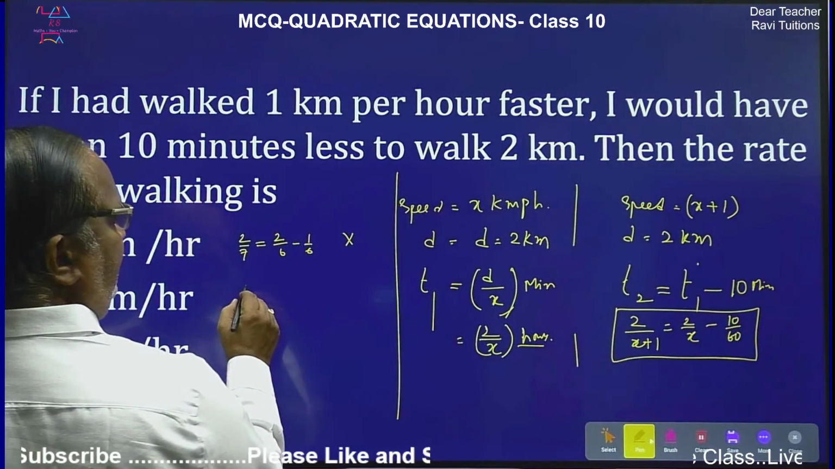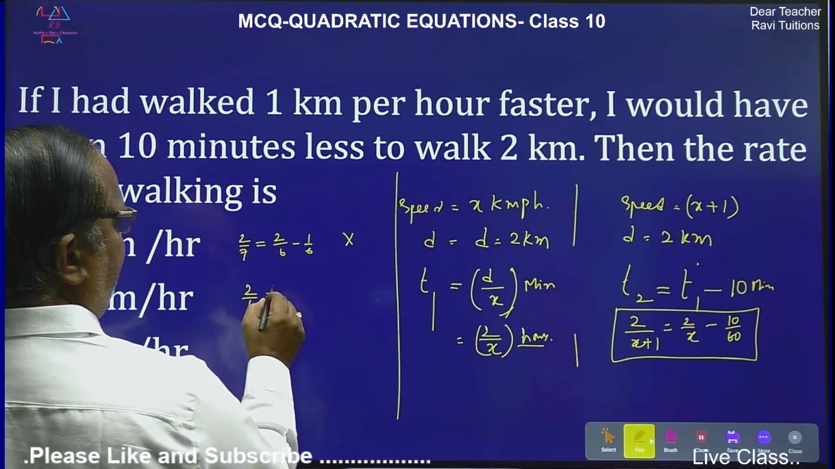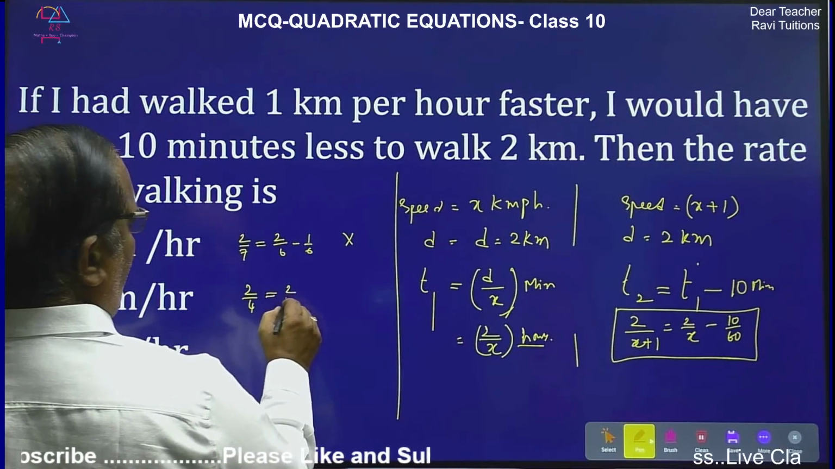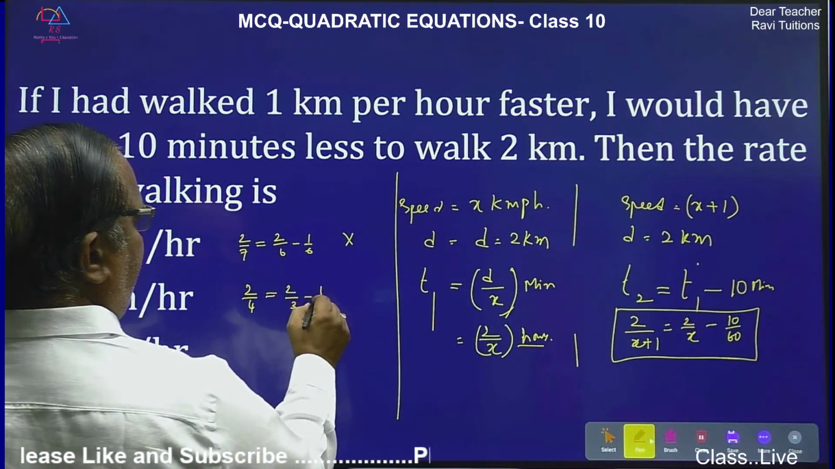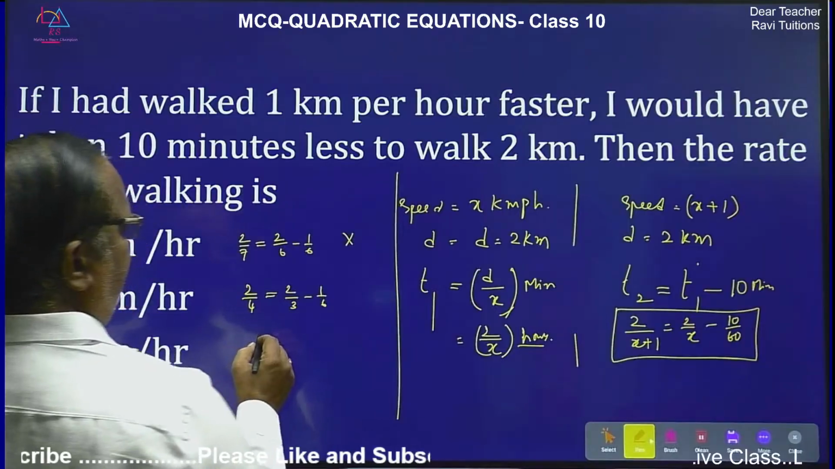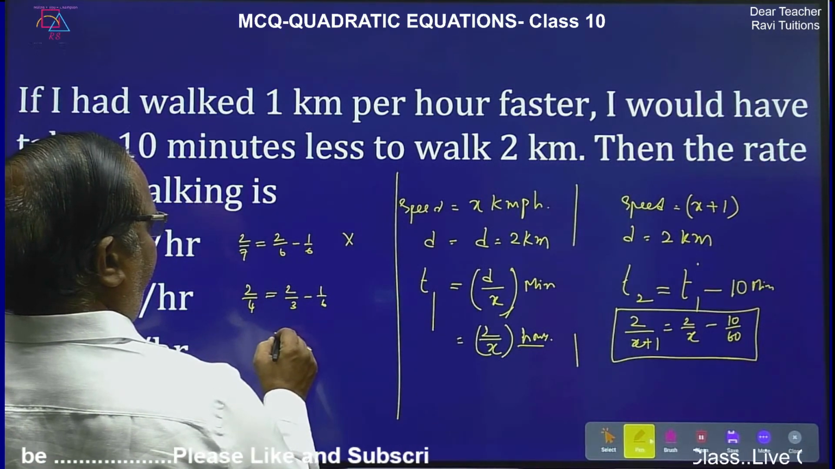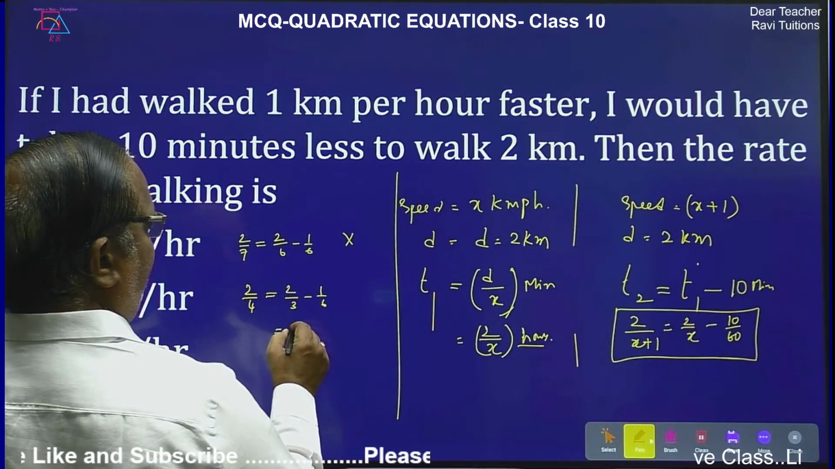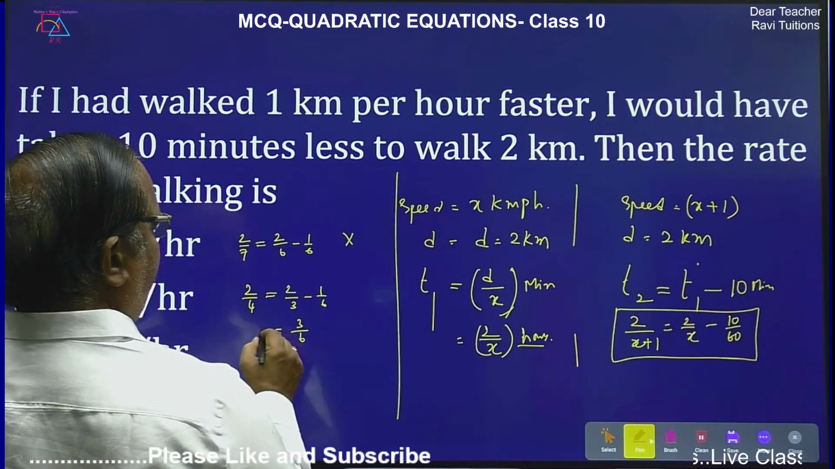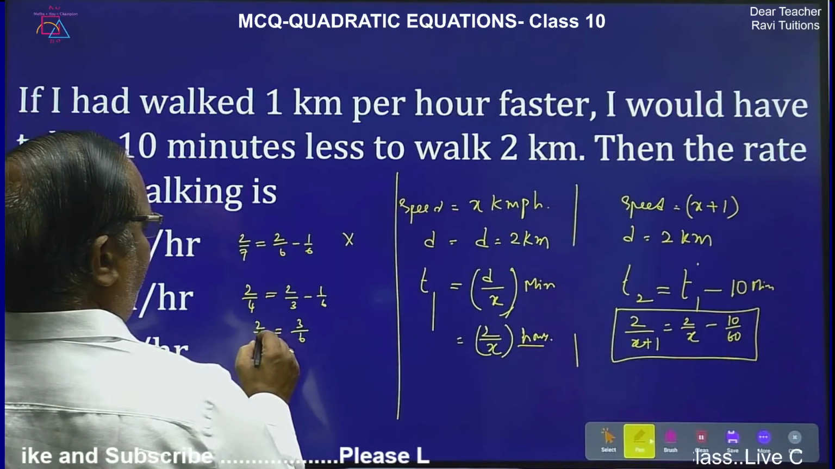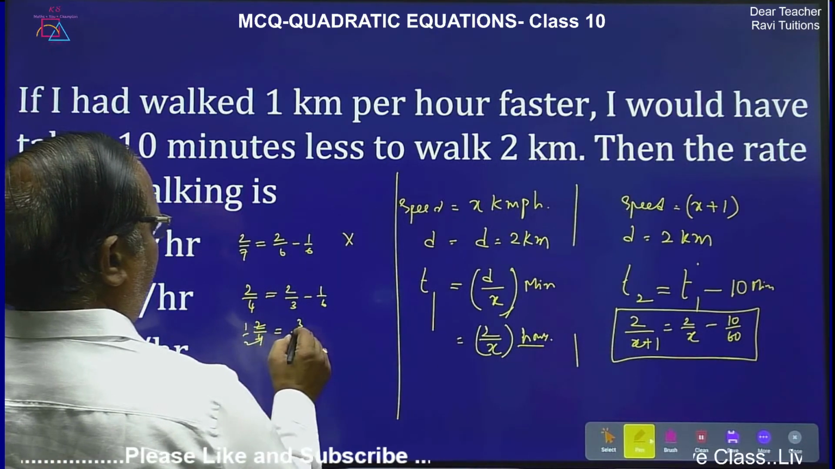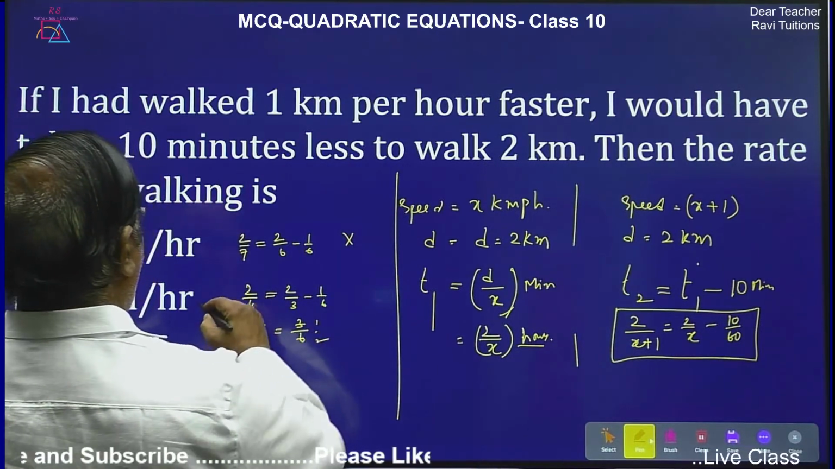And here 2 by 4 is equal to 2 by 3 minus 1 by 6. LCM is 6. 6, 4 minus 1, 3 by 6, 2 by 4. So this is 1 by 2, this is 1 by 2. So this answer is correct.